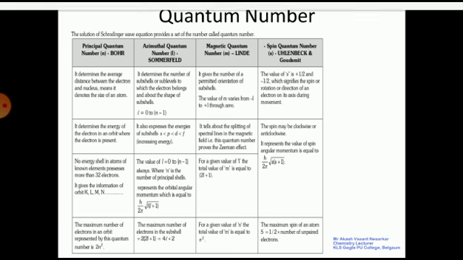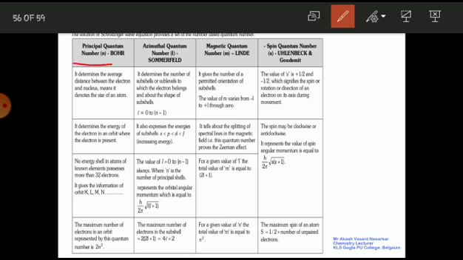The first one is the principal quantum number, denoted by the symbol n. It determines the average distance between the electron and the nucleus, which means it denotes the size of the atom. Also, it determines the energy of the electron in the orbit where the electron is present.